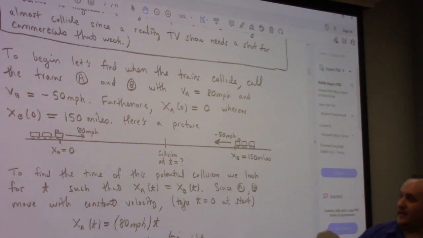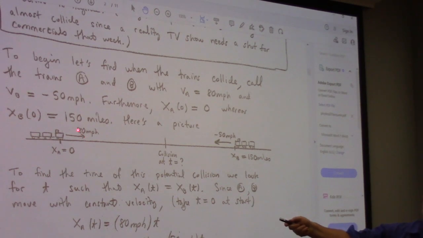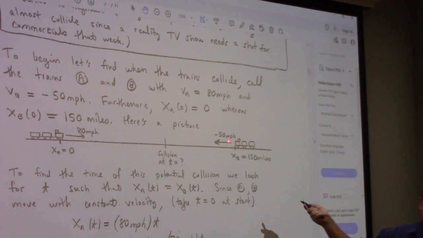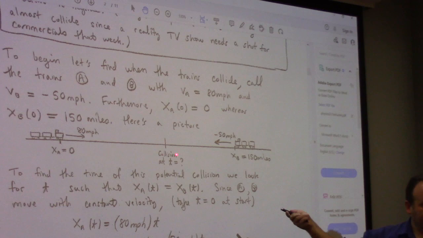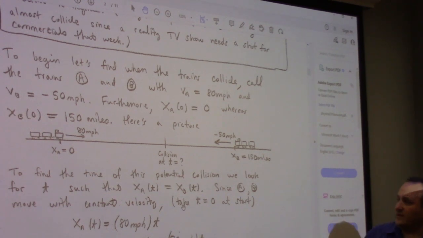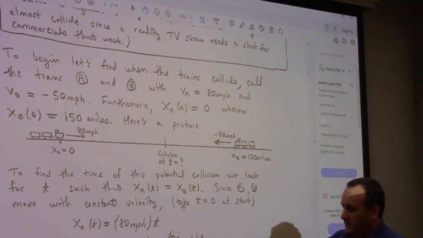We've got train A and train B. They're coming towards each other. I chose this one to be 80 miles per hour. I chose that one to be minus 50, because it's going to the left. All right? And then what I do is I write down the collision is when they're equal, right? X of A equal to X of B. So I put down what the formulas are here.